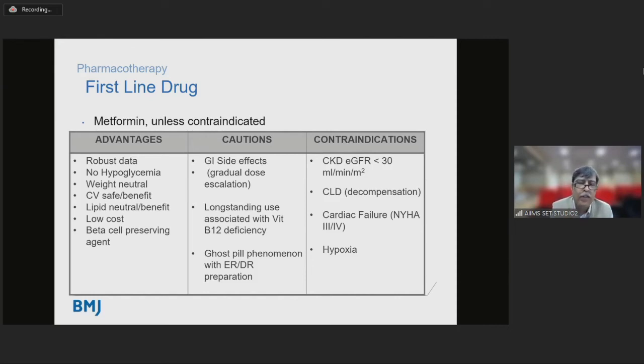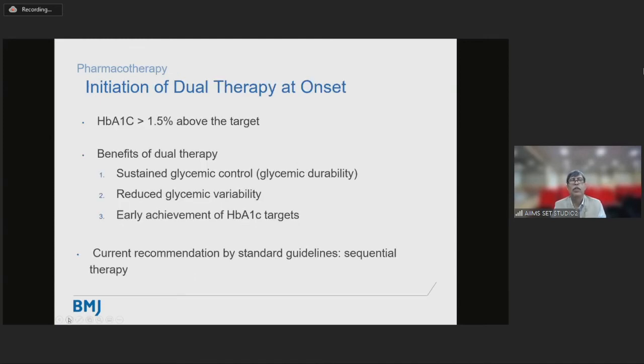The other thing which we often forget to tell the patient is that a lot of the extended release preparations have a dummy capsule. So they often say, doc, what sort of medicine have you given me that it passes out in the stool undigested? Well, it's an undigested ghost capsule, but the agent has actually come through, so that's not a concern. We already talked about the contraindications: CKD with eGFR less than 30, decompensated chronic liver disease, cardiac failure, and any other cause for hypoxia.